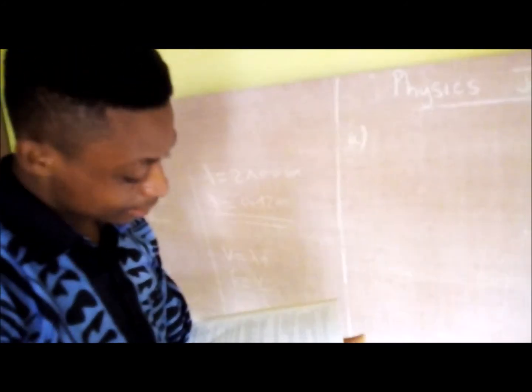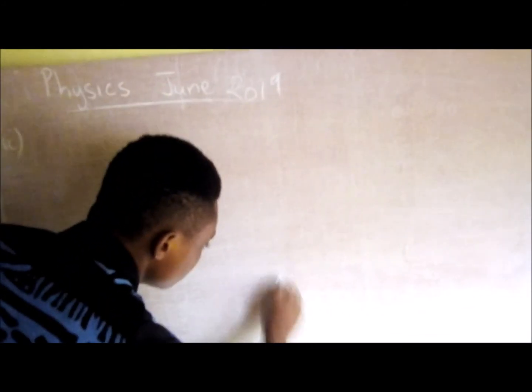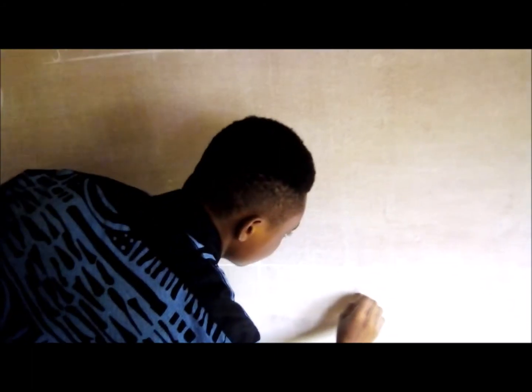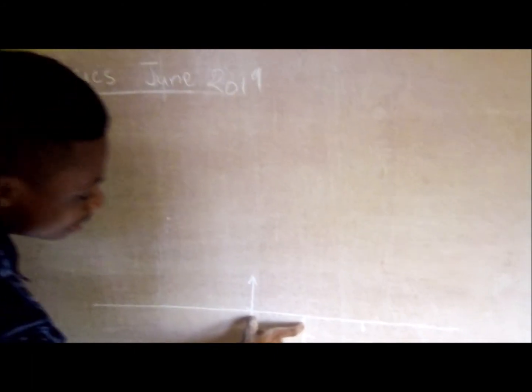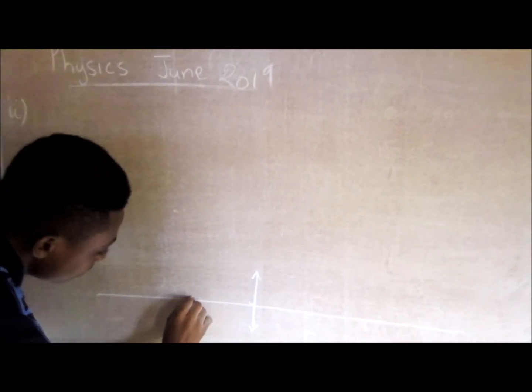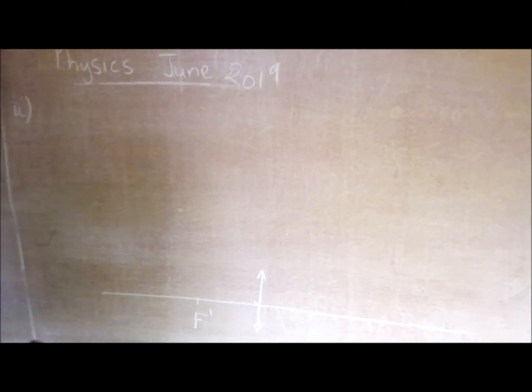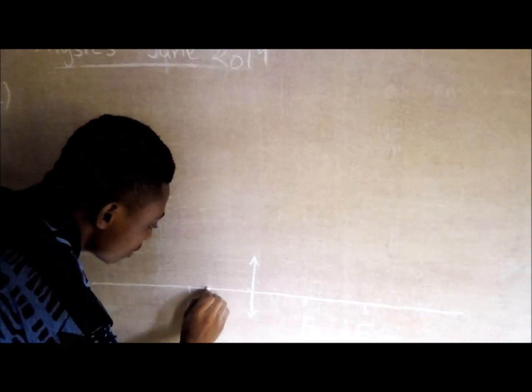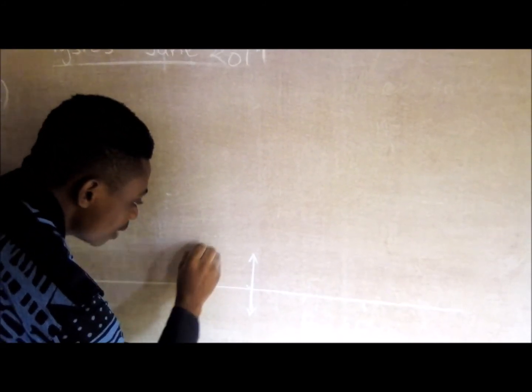Romans 2 says, draw a ray diagram to show how a converging lens is used as a magnifying glass. Good. So we draw the diagram together. Here is a converging lens and the principal axis, here a focus, 2 times the focus. The distance should always be the same. Here is F prime. So it suffices for us to place the object between the origin and the principal focus. Here is my object.